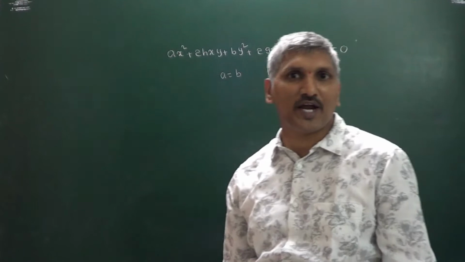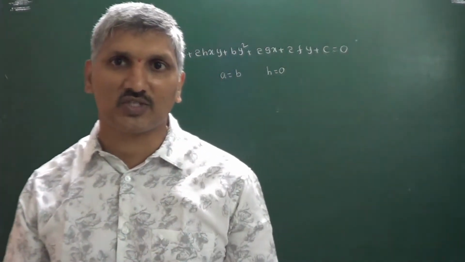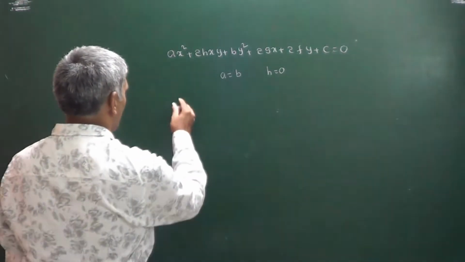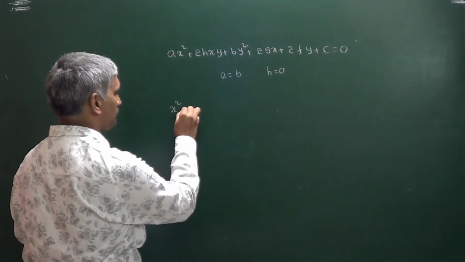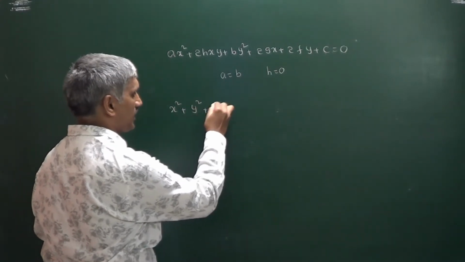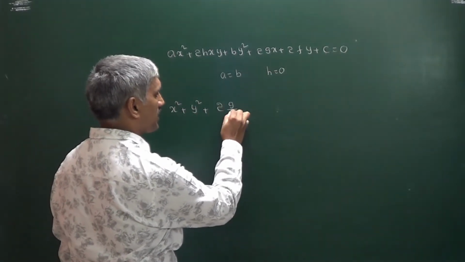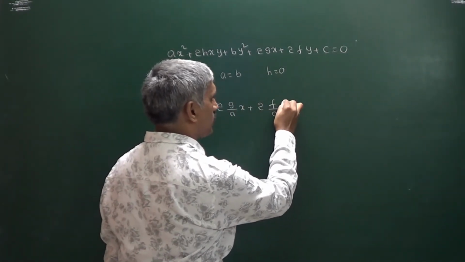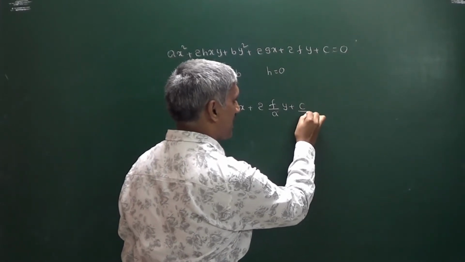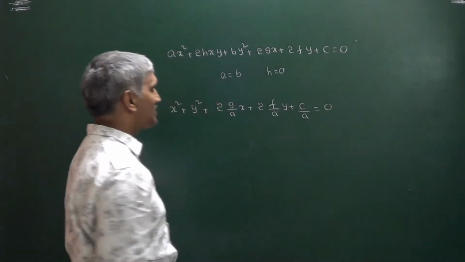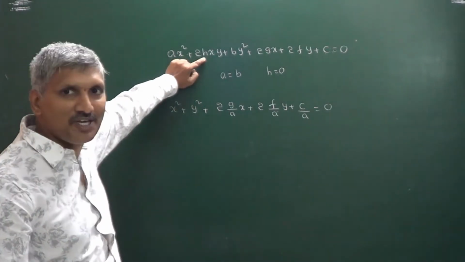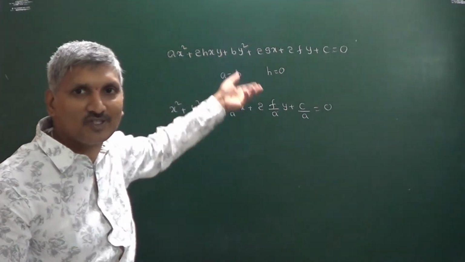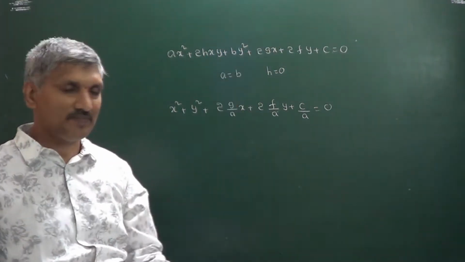There is no xy term, and the coefficient of x square must be equal to the coefficient of y square. Then what happens? You will get x square plus y square plus 2 into g by a into x plus 2 into f by a into y plus c by a is equal to 0. Yes or no? Because I told h must be equal to 0. That's why a and b are equal. That's why in place of b also I wrote a. Now we got this one.